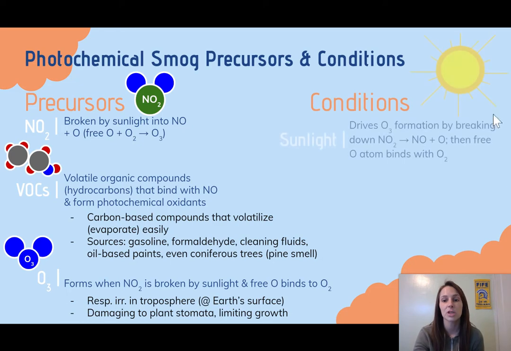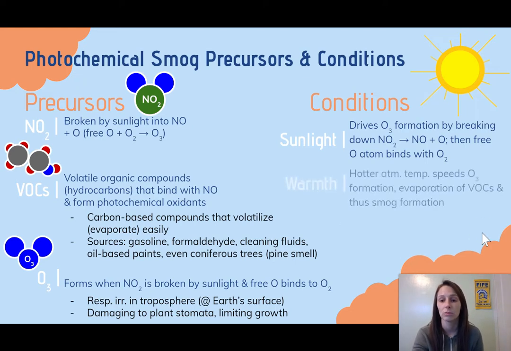Now, some of the conditions that are required in order to create this photochemical smog. The first one is going to be sunlight. Remember the photo part of photochemical. The sunlight is what's going to drive the ozone formation because sunlight is what breaks down the nitrogen dioxide into NO and a single oxygen atom, and that free oxygen atom is what's going to result in the O3 being formed.